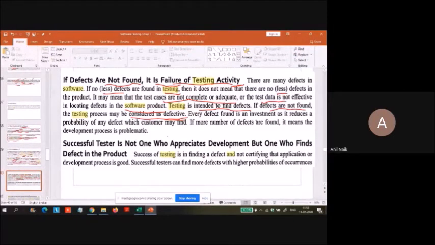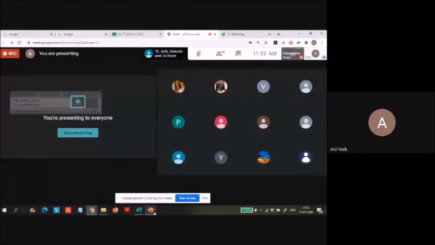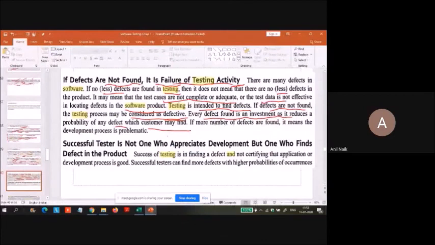So every defect found is an investment, as it reduces the probability of any defect which the customer may find. It is an investment because in the future, if the customer finds the defects at the customer side, then it is a loss to the organization. The organization will lose its reputation. So if defects are not found, it is a failure of testing activity.